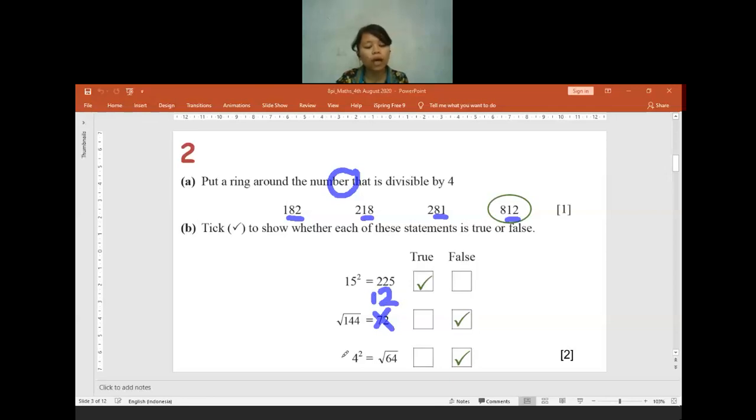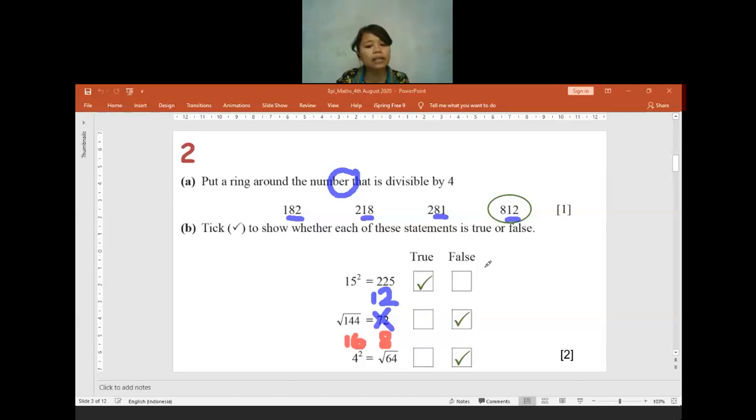Now for the last one, 4 squared equals the square root of 64. Before you check, maybe you need to find each one by one. How much is 4 to the power of 2? Anyone knows? Yes, it equals 16. What about the square root of 64? It equals 8. That's why here we get that 16 is not equal to 8.